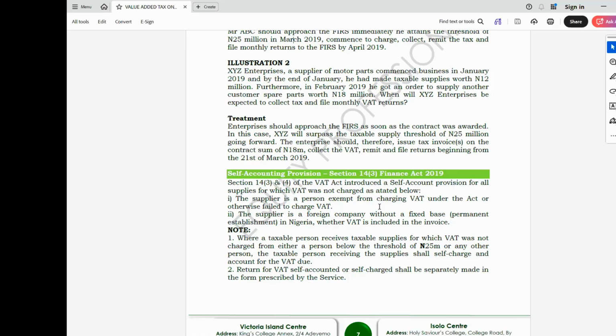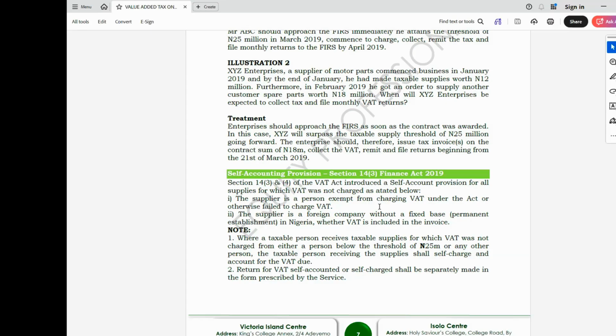So when you are now paying the supplier, the foreign company, their money, you are not going to pay them the full money with the VAT amount. You are going to withhold the VAT amount. You only pay them the invoice value. Then the VAT amount that you withhold will now be remitted to FIRS. That provision is what is called the self-accounting provision.